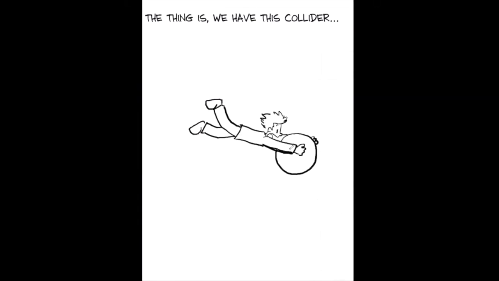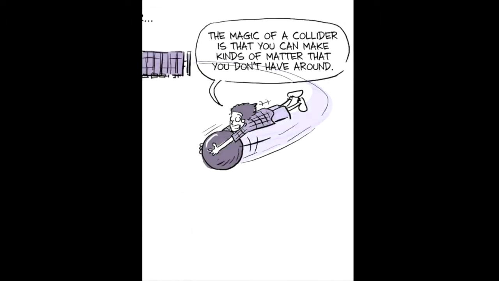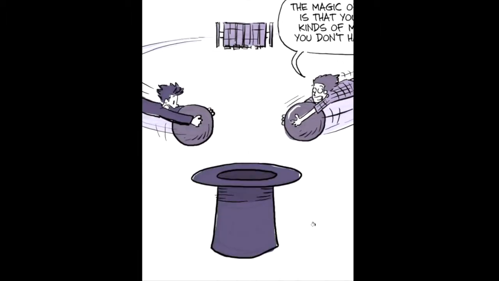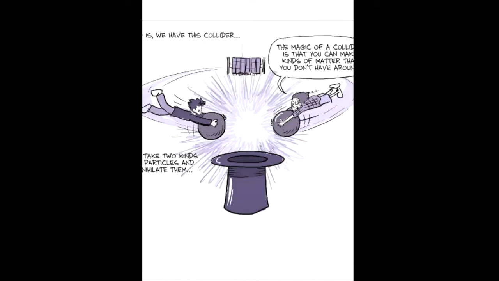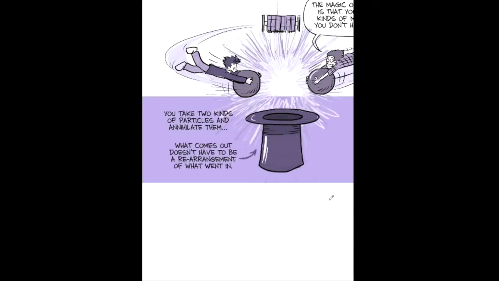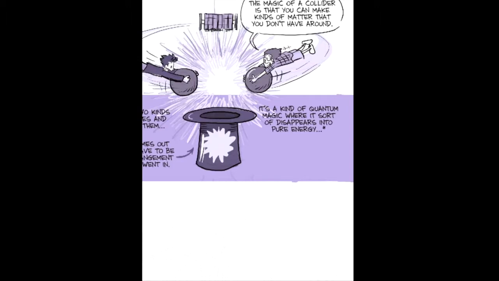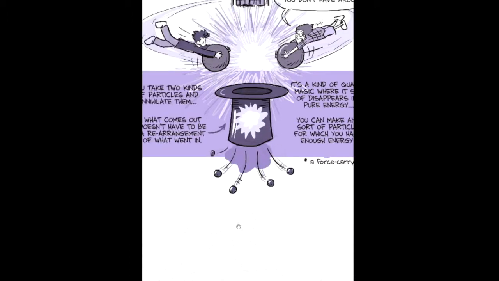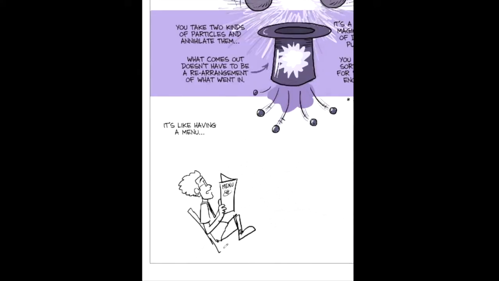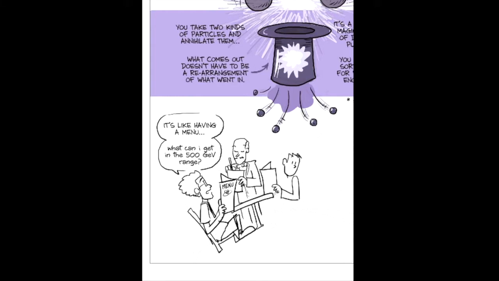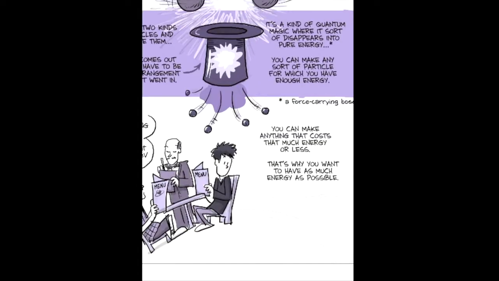The thing is, we have this collider. And the magic of a collider is you can make kinds of matter that you don't have around. You can take 2 kinds of particles and annihilate them. And what comes out doesn't have to be a rearrangement of what went in. It's this quantum magic where it disappears into pure energy, and then you can make any sort of particle for which you have enough energy. It's like you have a menu. You go to the restaurant, and you're like, I have this much energy, so I can make anything that costs that much energy or less. So that's why you want to have as much energy as possible.